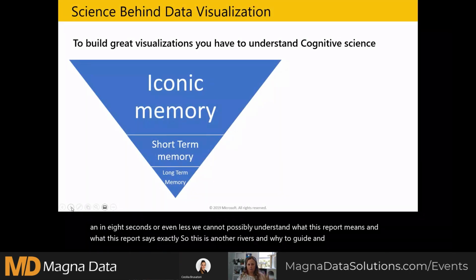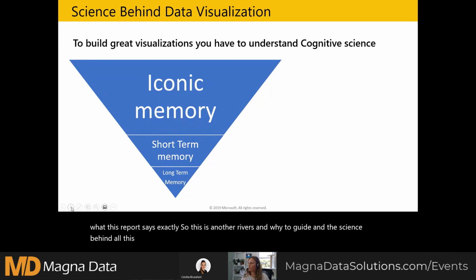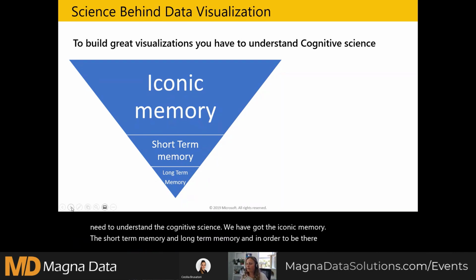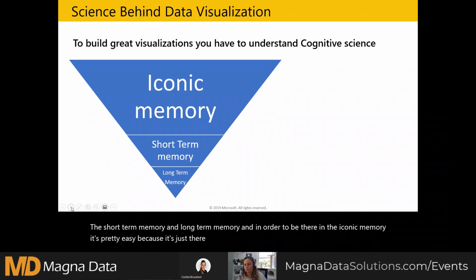The science behind all this is that we want to build a great visualization, and in order to do that we need to understand the cognitive science. We have the iconic memory, the short-term memory, and the long-term memory. Being in the iconic memory is pretty easy because it's just there, but you forget about it very, very fast.